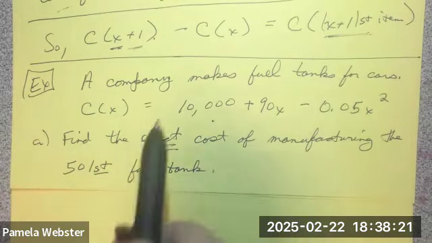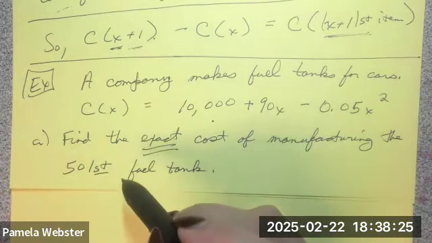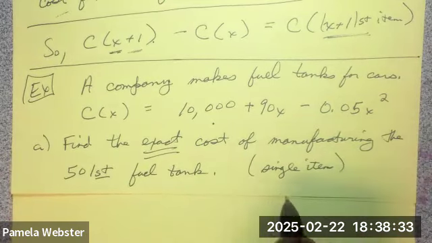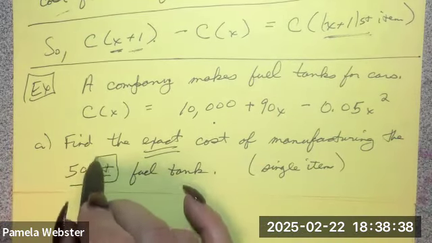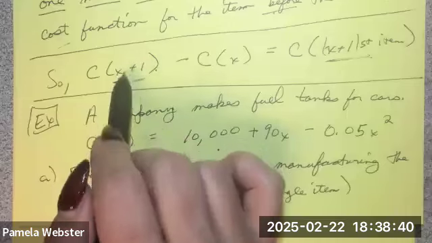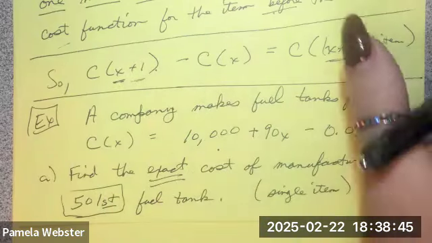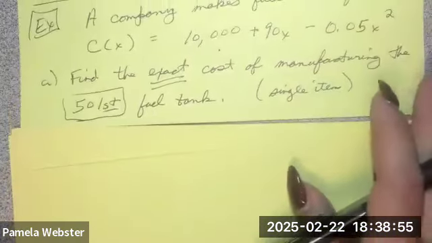Okay. So this is where this right here is going to come in. If I want to know the price of just that single item, the 501st item, then what I'm going to do is find the cost of doing all 501 of them, and subtract off the cost of doing 500 of them. Does that make sense? So I'm going to have to do a little bit of math here.